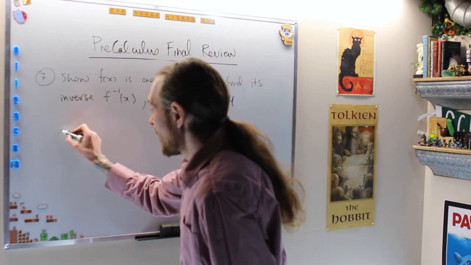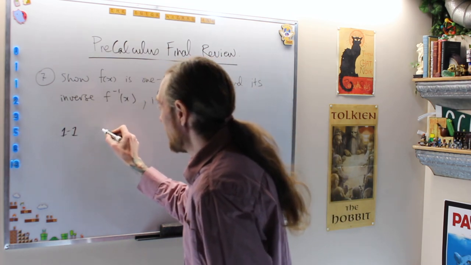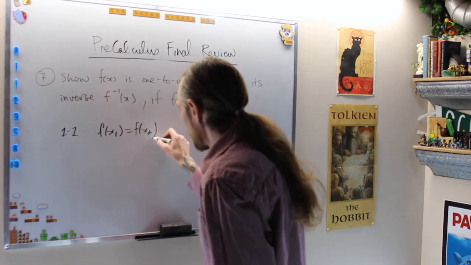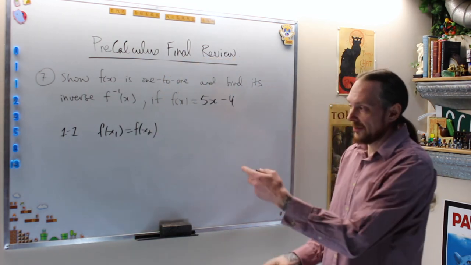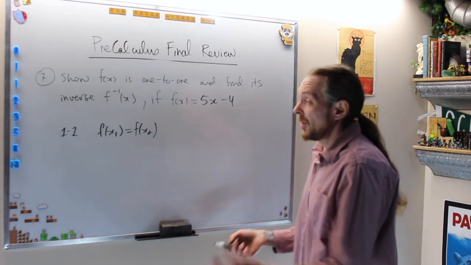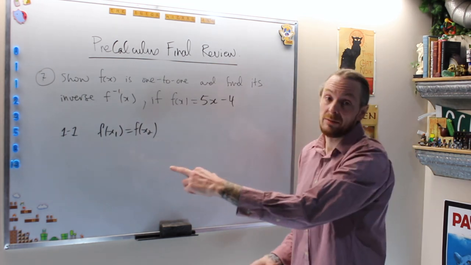First of all, for one-to-one, what do I need? We're going to assume that we have two points where their images are equal. So we assume that f of x1 equals f of x2 for some two points, and we want to show x1 equals x2.